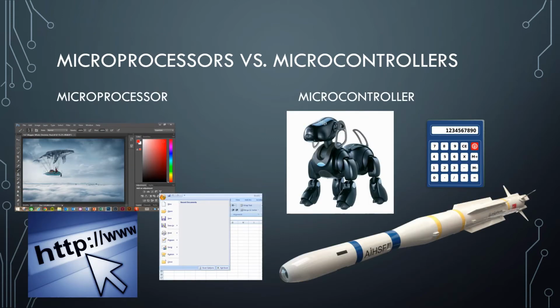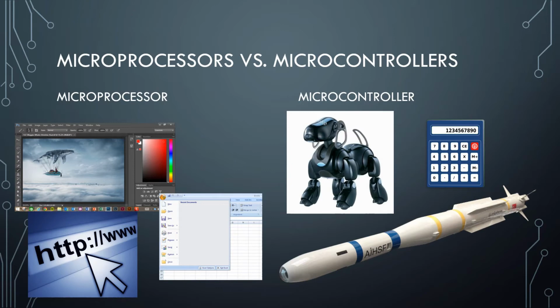Here we have a couple different examples of both microprocessors and microcontrollers. On the left, these pictures are not microprocessors themselves, but they represent tasks that a microprocessor helps perform. So we have things like Photoshop, Excel, the internet. These things are using a microprocessor to help them complete tasks. A lot of these things have no expected inputs or outputs. There could be a huge variety, so a microprocessor is needed to handle those.